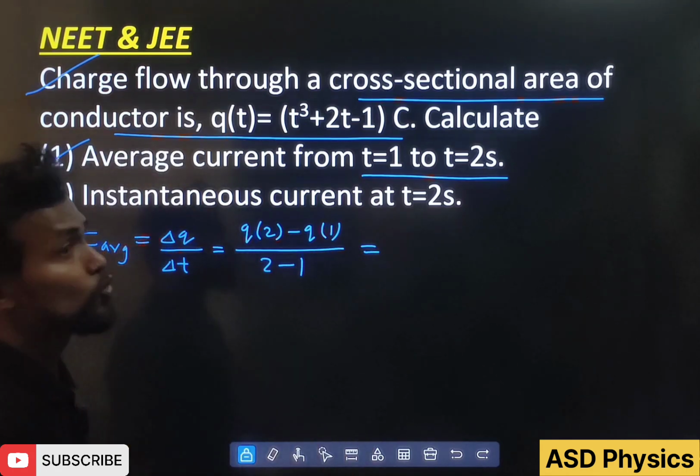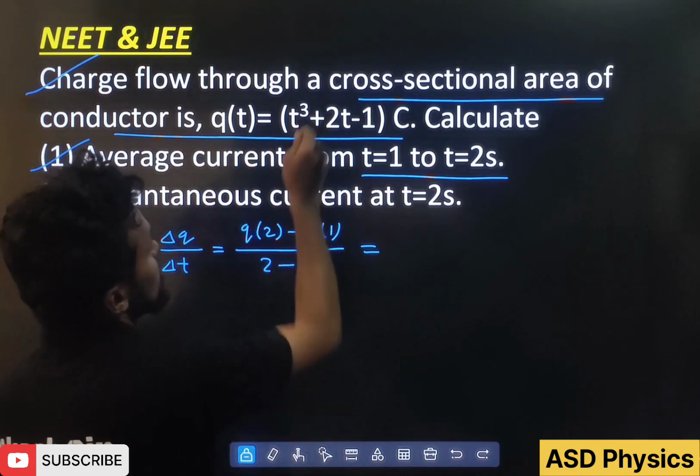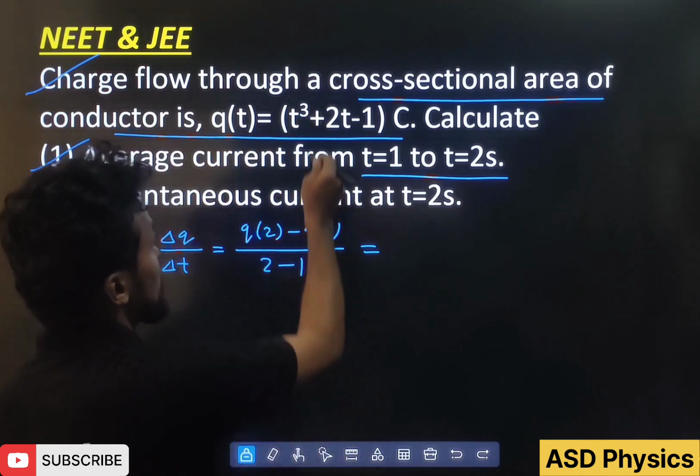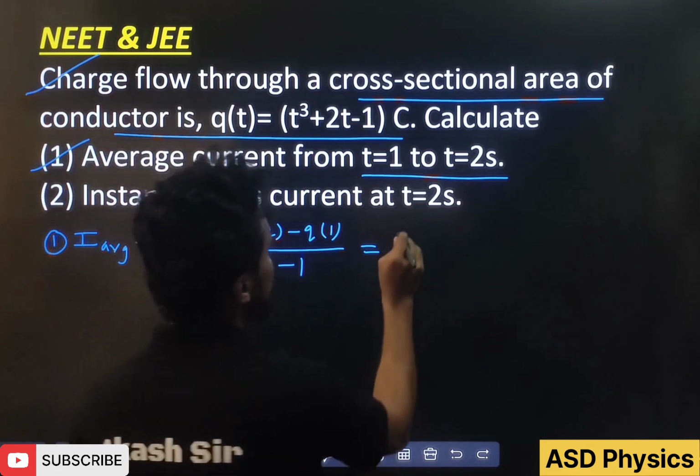Okay, so Q2 will be what? Here you have to put t equal to 2. So what will this become? It will become 2 cube, which means 8. Then 2 into 2, 4. So 8 plus 4, how much? 12. 12 minus 1, 11.